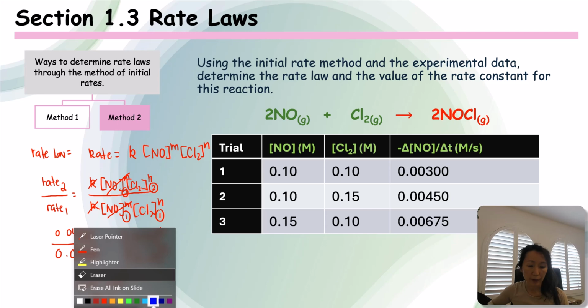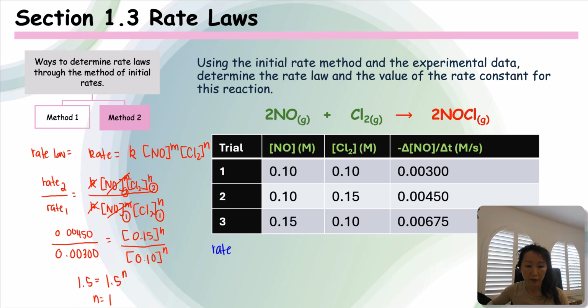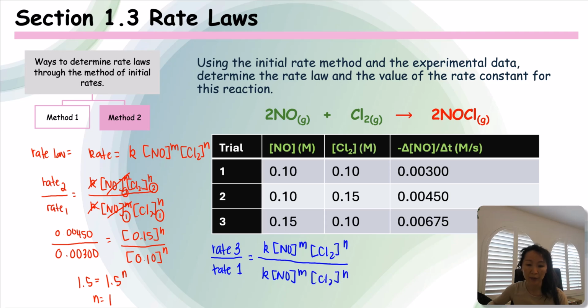To set that up, you are going to have the rate of trial 3 over the rate of trial 1 equal to K times the concentration of nitric oxide and the concentration of chlorine, all over K times NO to the M power and Cl2 to the N power. Now we said the chlorine concentration is equal, so we're going to cancel those out. K, we already know, so let's plug in the values for rate 3 and rate 1.